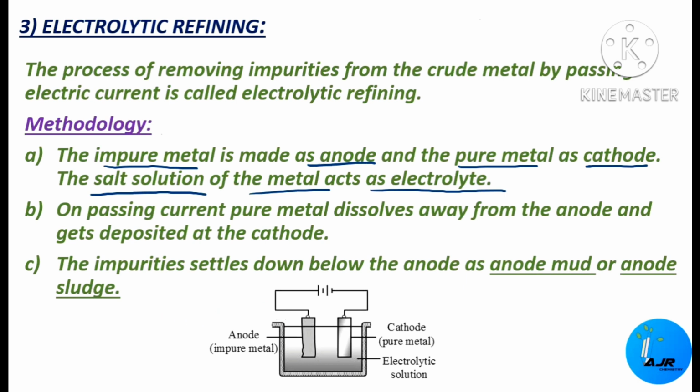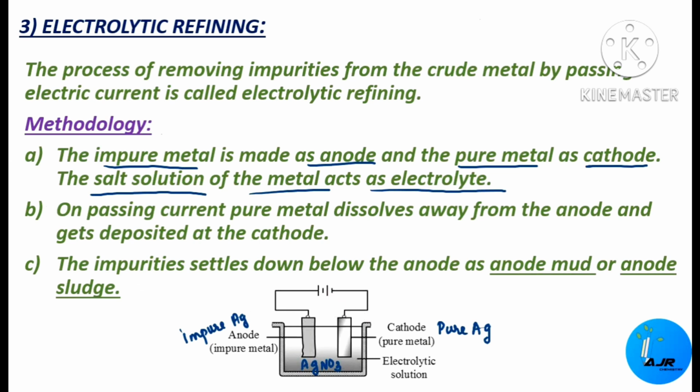So let me explain this process by considering the electrolytic refining of silver as an example. Understood, student? So here in the case of silver, the cathode will be pure silver. Okay, whereas the anode will be impure silver. So what could be the electrolyte? It is acidified solution of silver nitrate, AgNO3. Okay, acidified solution of AgNO3.